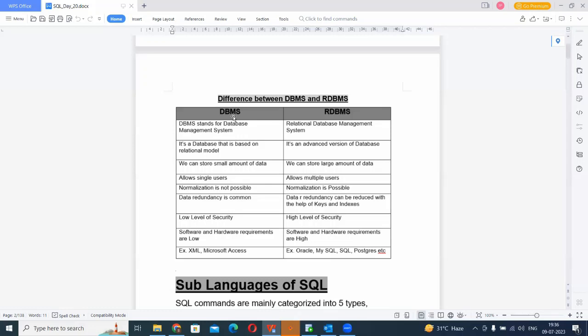And my DBMS supports only a single user. That means, guys, if you consider I'm accessing a file, only I can open the file, and you cannot open the file.